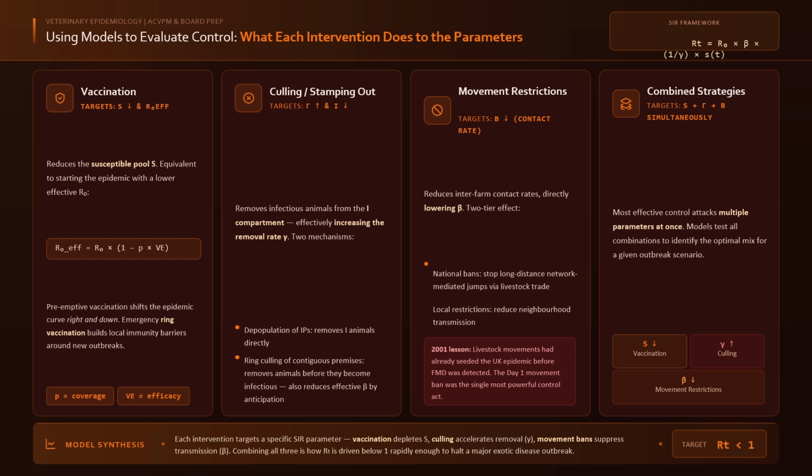And remember the 2001 lesson. The day one movement ban was the single most powerful control act because livestock movements had already seeded the epidemic. The real takeaway is that the most effective control attacks several parameters at once. Combining vaccination, culling, and movement bans is how you drive RT below 1 fast enough to halt a major exotic disease outbreak. And models let us test every combination to find the optimal mix.